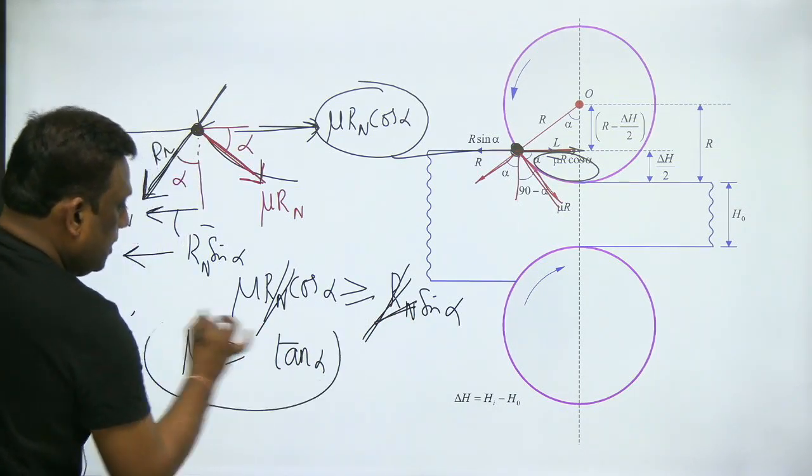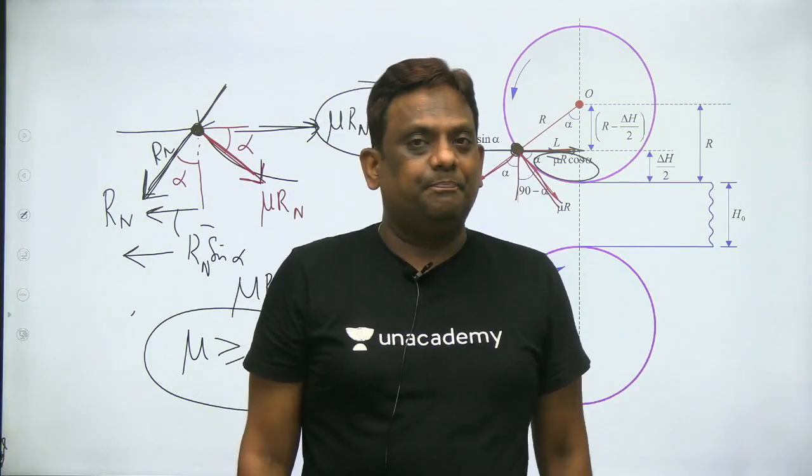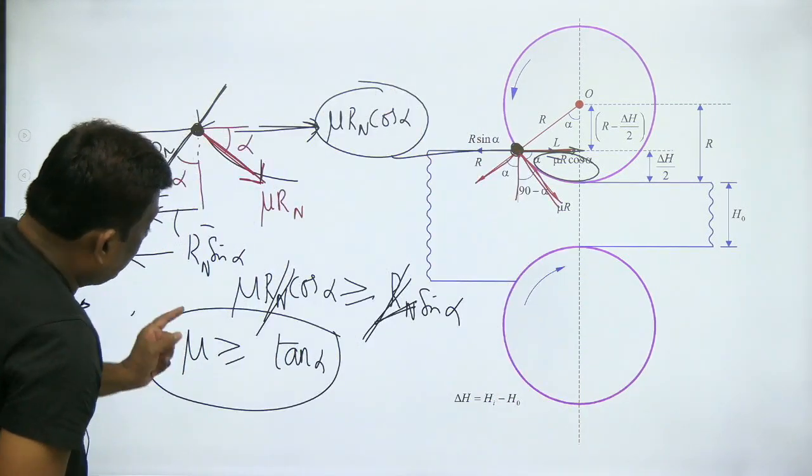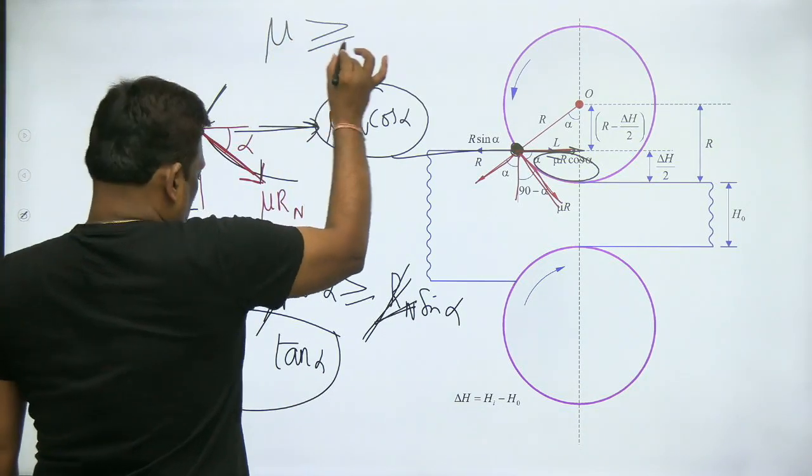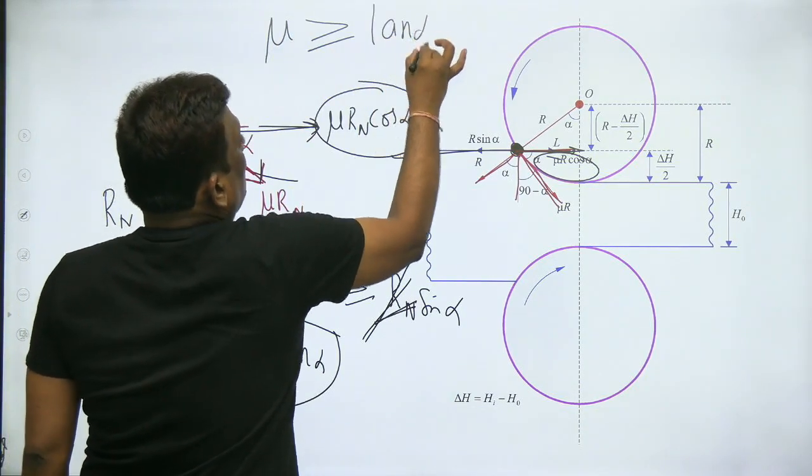Please note down that we may be expecting one condition. Mu should be greater than or equal to tan alpha. I repeat, mu should be greater than or equal to tan alpha. What is alpha? Angle of bite.